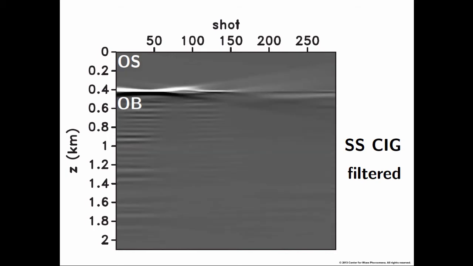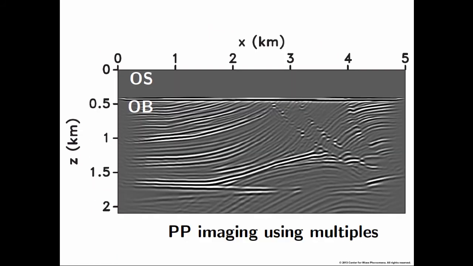This is the SS image. At normal incident angle, there is still no energy, but from the left side to the right side, there is no polarity change, so we can still stack those SS images over shots after applying the filter. So this is our image using only the multiples.